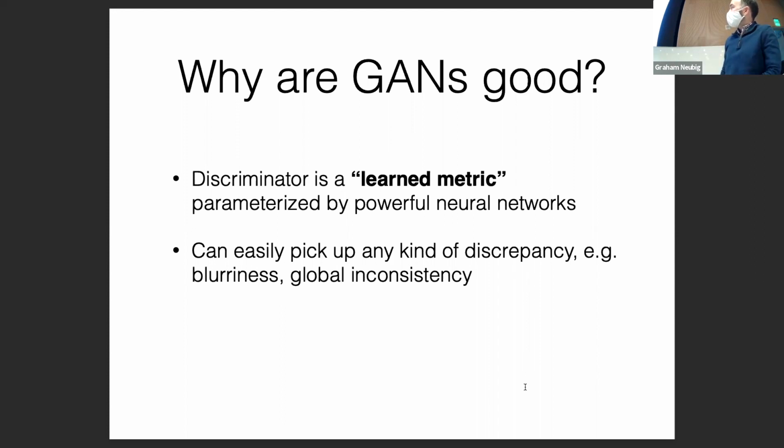Another thing is, I mentioned before that MLE trained models might overemphasize frequent words. That also could be penalized by a GAN because the GAN could say, oh, there's lots of frequent words in the sentence. It's less likely to be a real sentence and more likely to be a generated sentence. So these are just a couple intuitive examples. It could pick up on anything, theoretically.